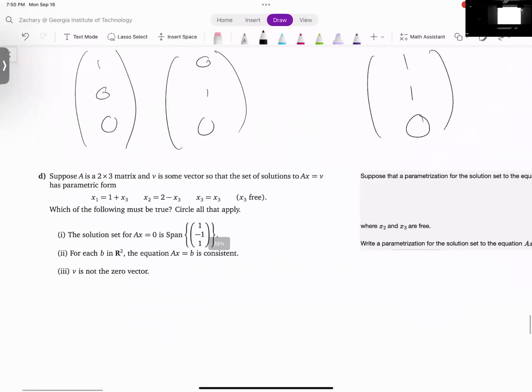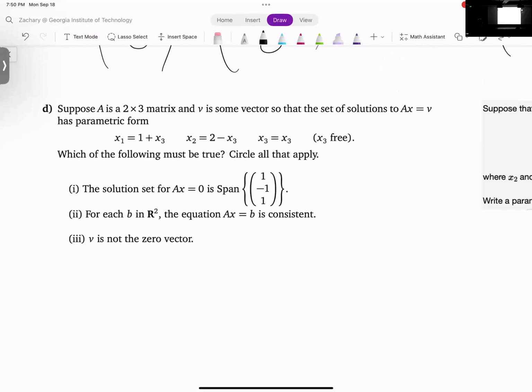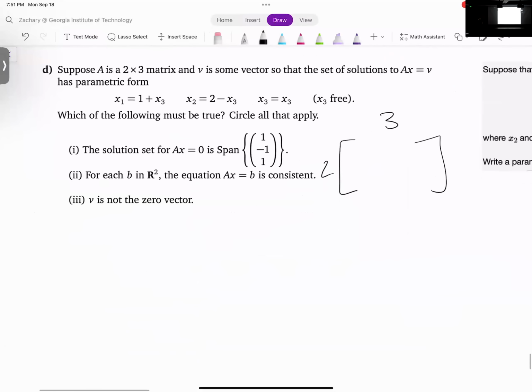So we're going to look at part D first. Suppose A is 2 by 3. Right off the bat, I'm going to draw a 2 by 3 matrix. And suppose V is some vector such that the solutions to AX equals V have the parametric form (1 plus X3, 2 minus X3, X3), where X3 is free. Select all that are true.